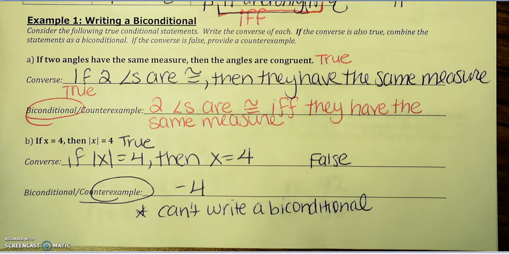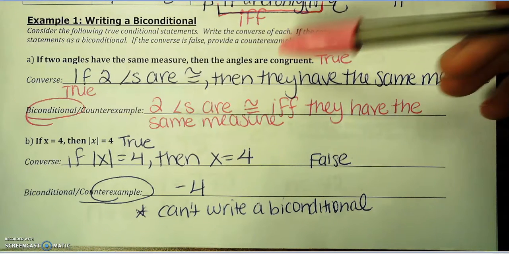So the first one I have here says if two angles have the same measure, then the angles are congruent. That's true. If two angles are both 90 degrees, then they're both going to be congruent to each other. If I flip that around, if two angles are congruent, then they have the same measure, and that's also a true statement. If they're congruent, the measures are the same. So since both of these statements are true, I'm going to write down a biconditional.